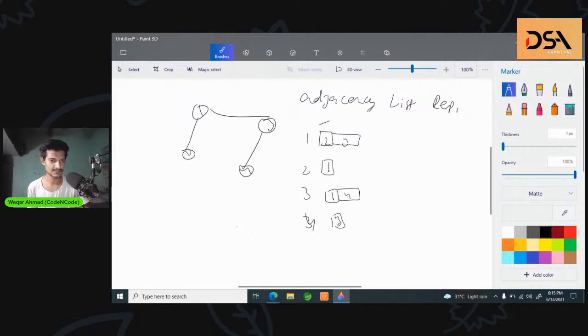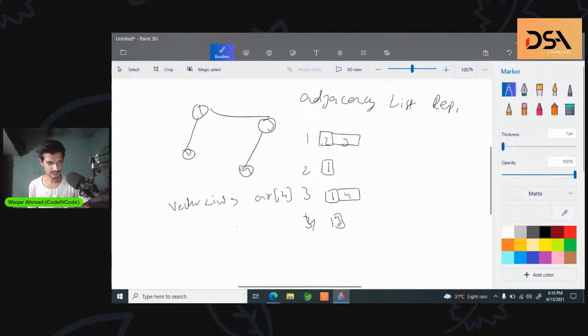And how you can implement it: you can have a vector in C++. You can have an array of vectors, like vector of int, and then have an array of size n, or n plus 1 if you want to work with a one-based index system. So each node will get its own vector. Vector basically represents your list. So adding and removing from the list at the back only takes constant time.